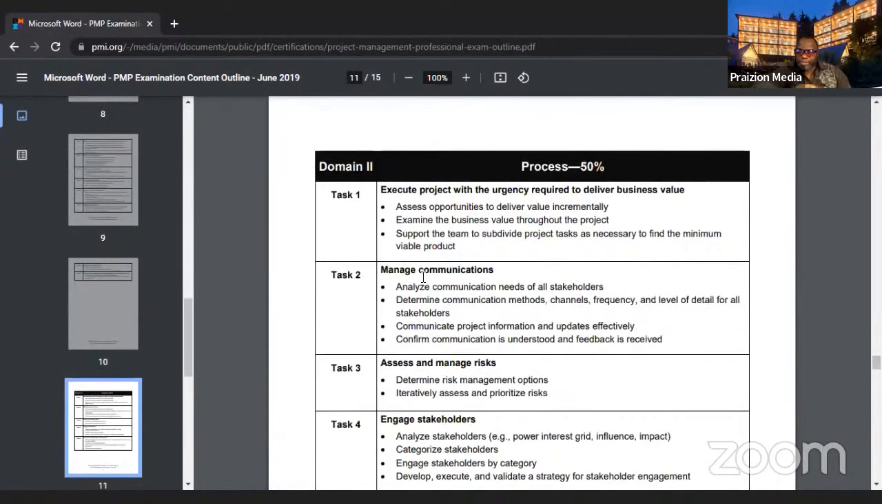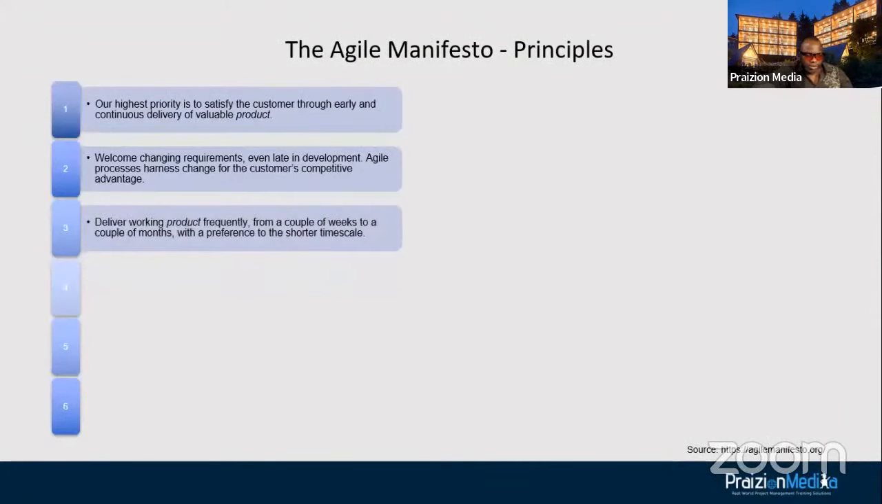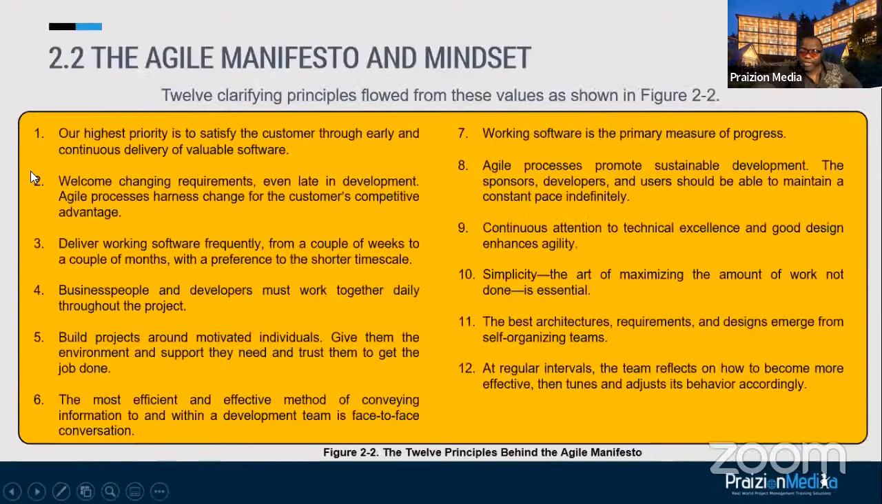And again, you should be able to do the same for the process piece. Can you marry the Agile Manifesto values and principles back to task 1? Execute the project with the urgency required to deliver business value. Can you do that? If the answer is no, let's do a few just to show you what I'm talking about. So let's go to the Agile Manifesto real quick. And let's actually go to where you can see it all at once.